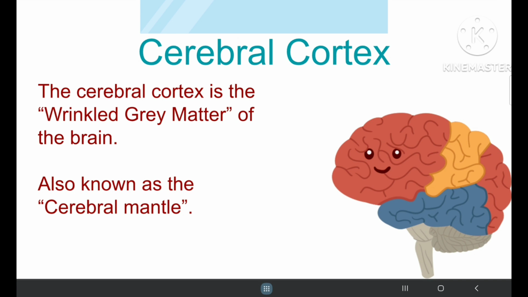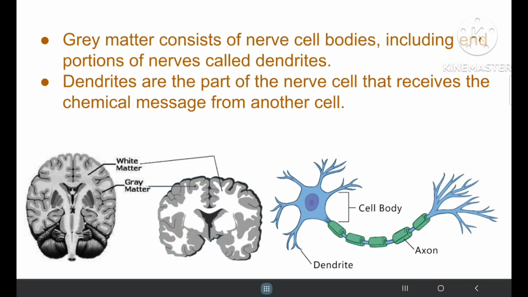Cerebral cortex is the wrinkled grey matter of the brain. It is also known as the cerebral mantle. Grey matter consists of nerve cell bodies, including end portions of nerves called dendrites. Dendrites are the parts of the nerve cell that receive the chemical message from another cell.